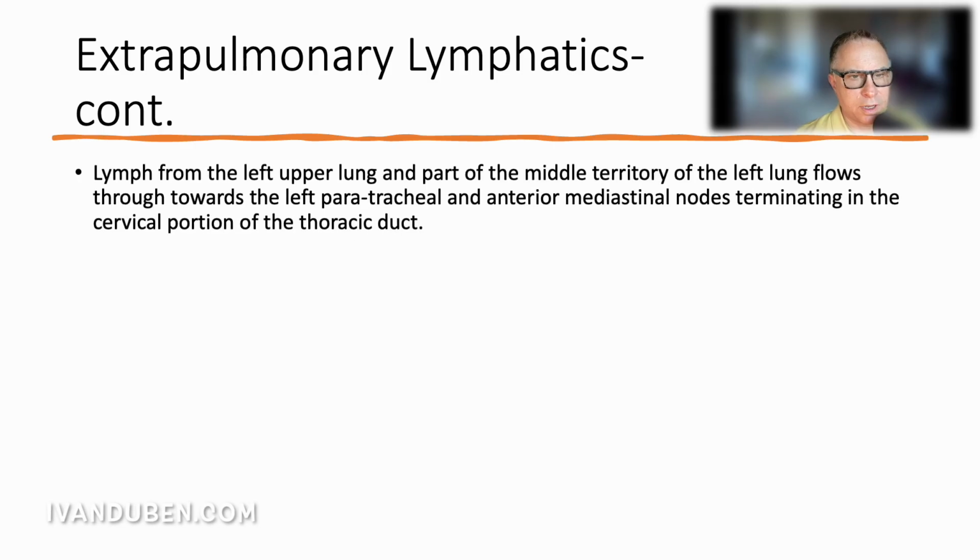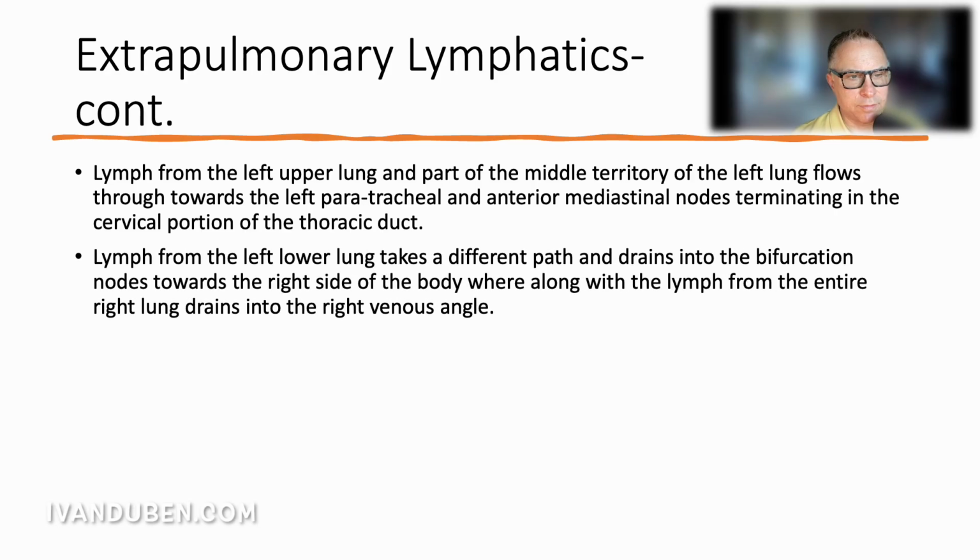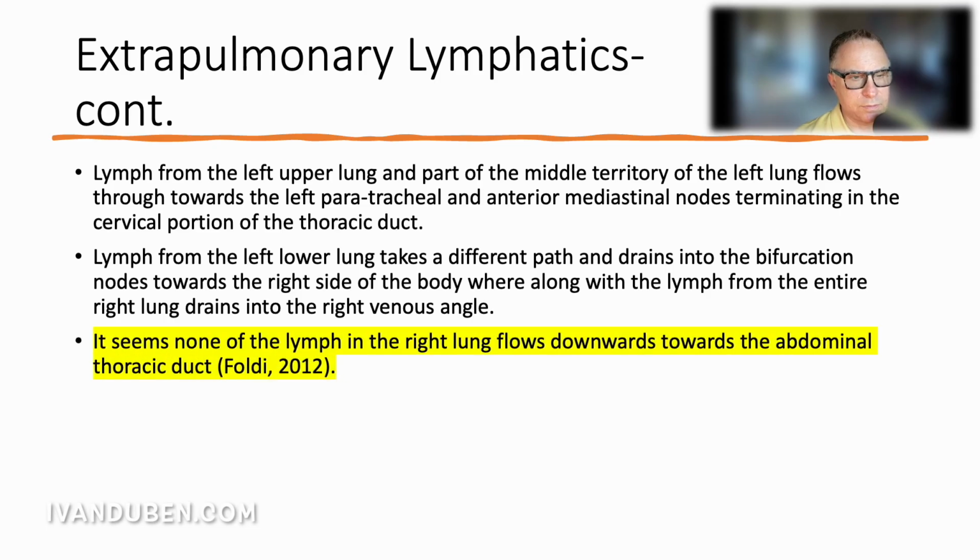Lymph from the left upper lung and part of the middle territory of the left lung flows towards the left paratracheal and anterior mediastinal nodes, terminating in the cervical portion of the thoracic duct. Lymph from the left lower lung takes a different path and drains into the bifurcation nodes towards the right side of the body, where along with the lymph from the entire right lung it drains into the right venous angle. It seems none of the lymph in the right lung flows downwards towards the abdominal thoracic duct.